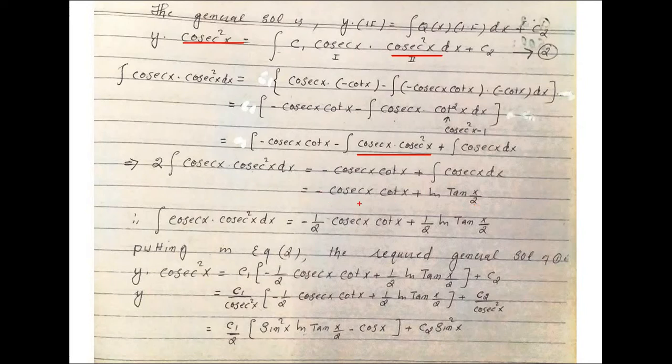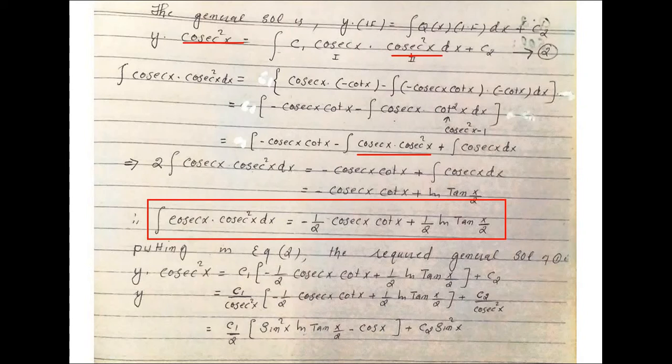Now this is the value. Dividing both sides by 2, this will be equal to integral cosecant square, and this 2 will be shifted to the other side. So this is the simplification. Now this is the value. We will put this value here. This is the value of this integral.